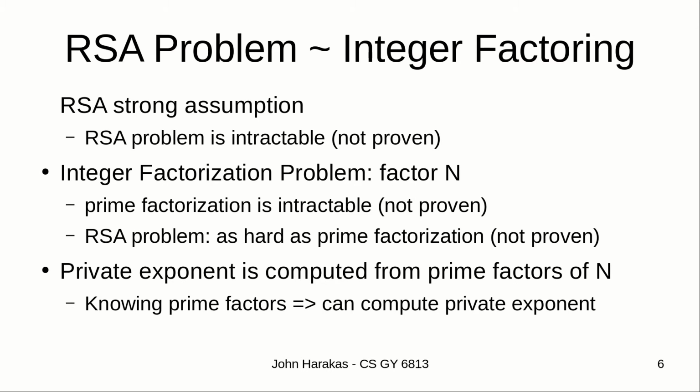Now, there's what is called the RSA strong assumption. It is a conjecture that the RSA problem is intractable, although this isn't proven. Now, the RSA strong assumption implies that solving the RSA problem is as hard as finding the prime factorization of a number. This has not been proven either. This is an important distinction.